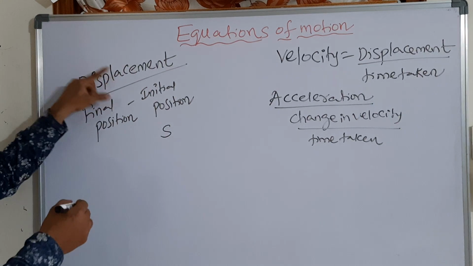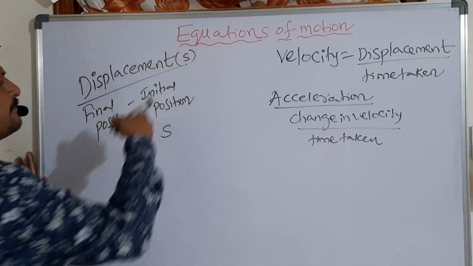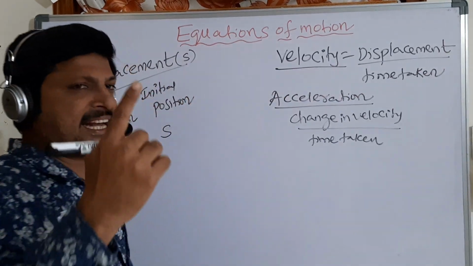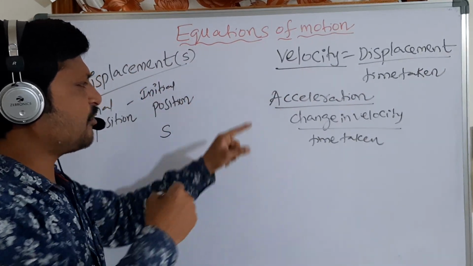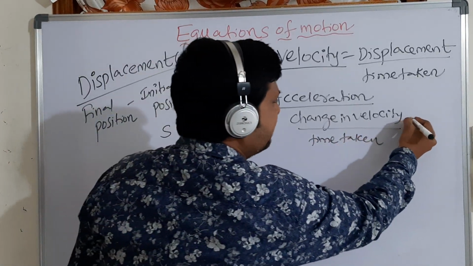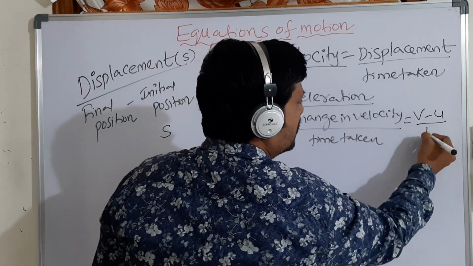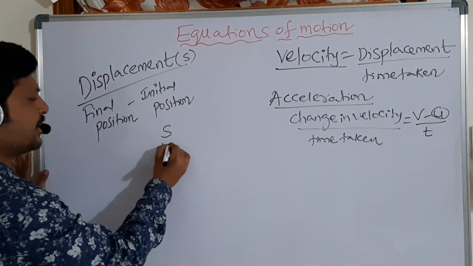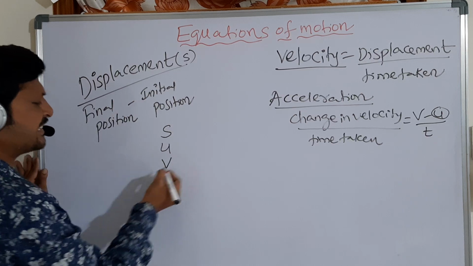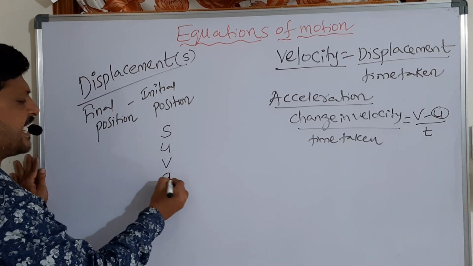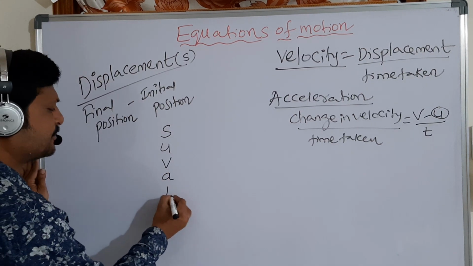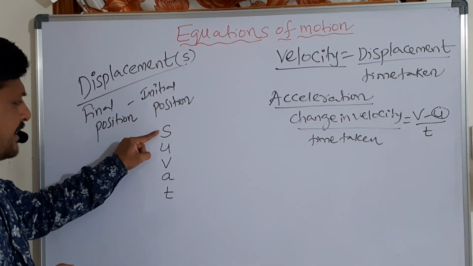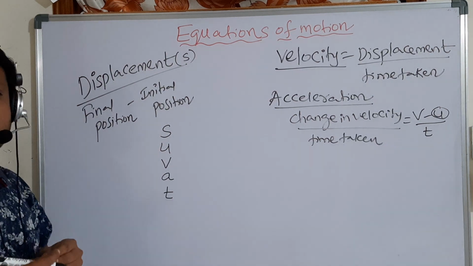S means displacement. Remember one thing, displacement is denoted by s. Next, velocity. But here acceleration is equal to change in velocity, and change in velocity means v minus u by t. So u is the initial velocity, v is the final velocity, a is acceleration, and small t is time taken. Now, how are these related to each other?